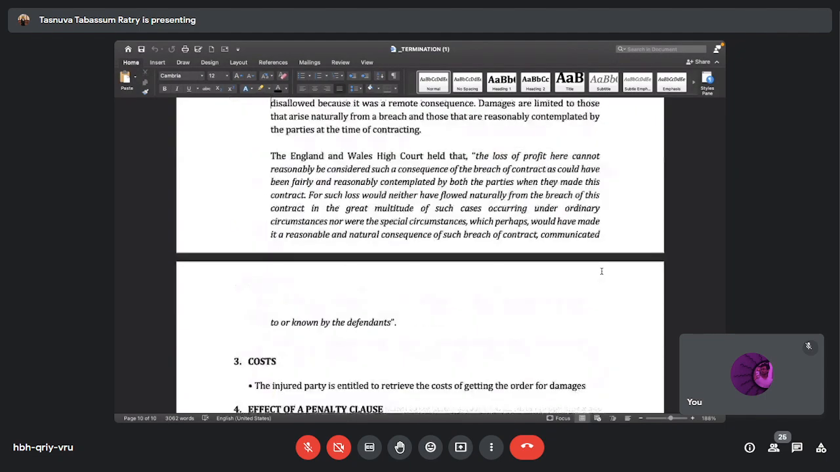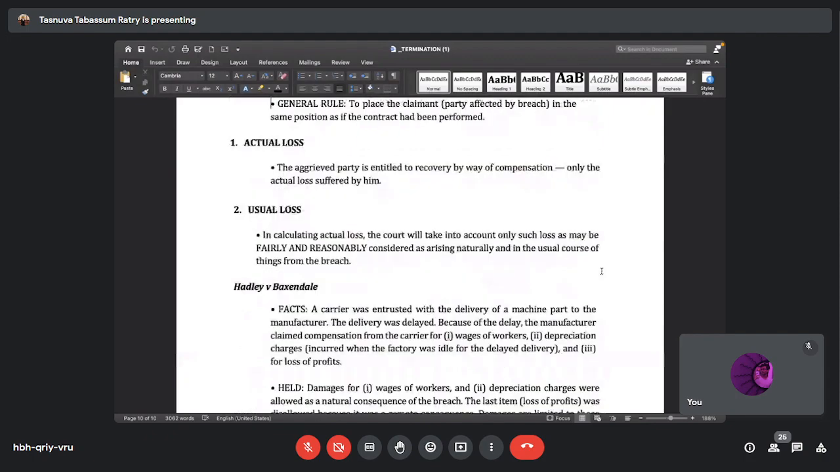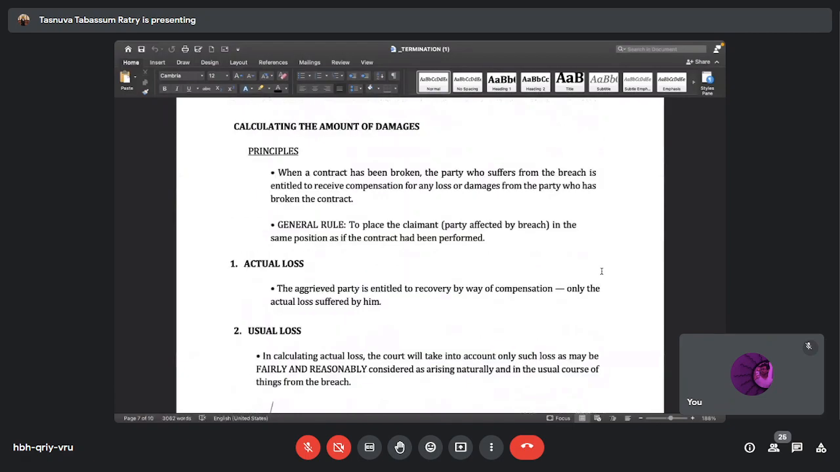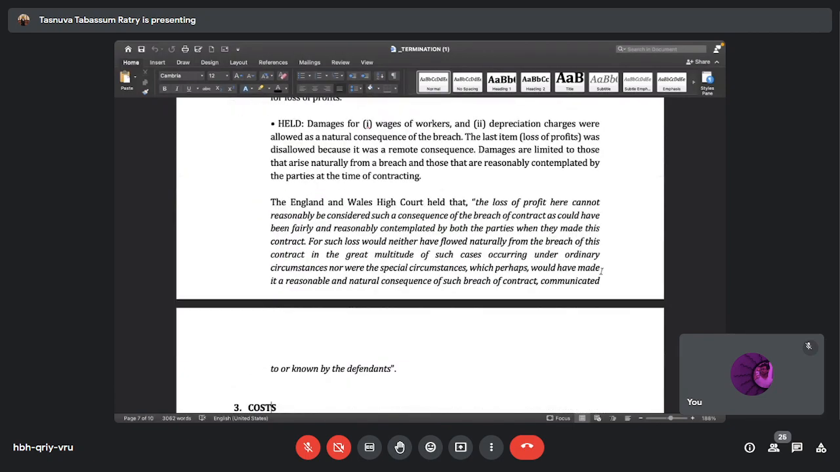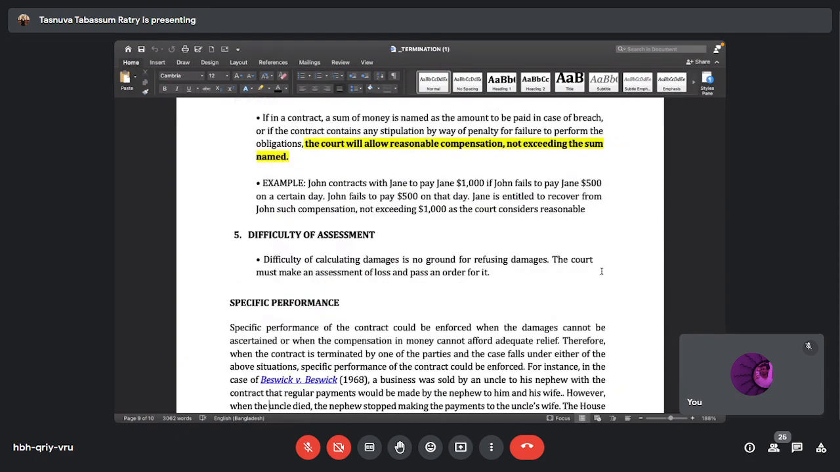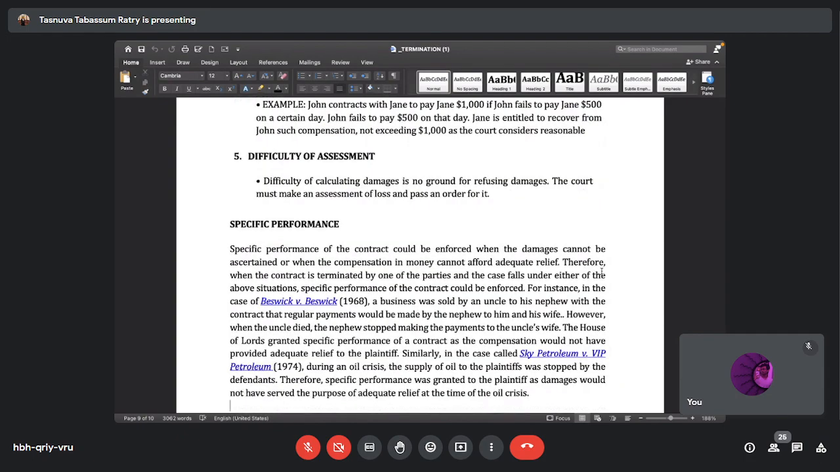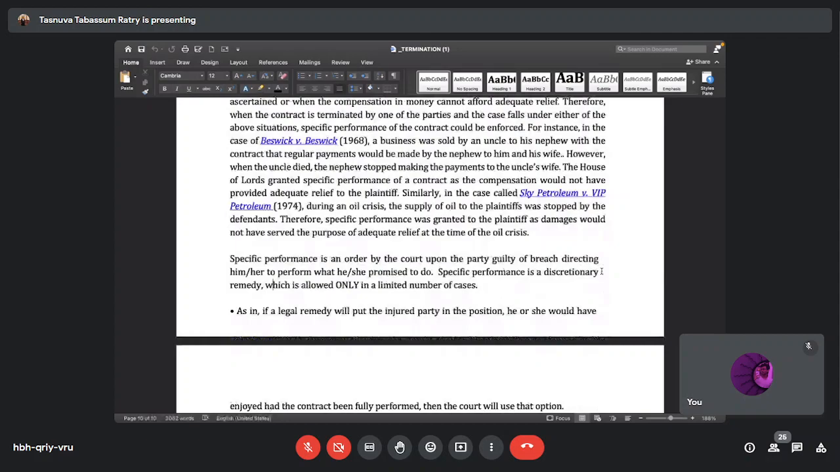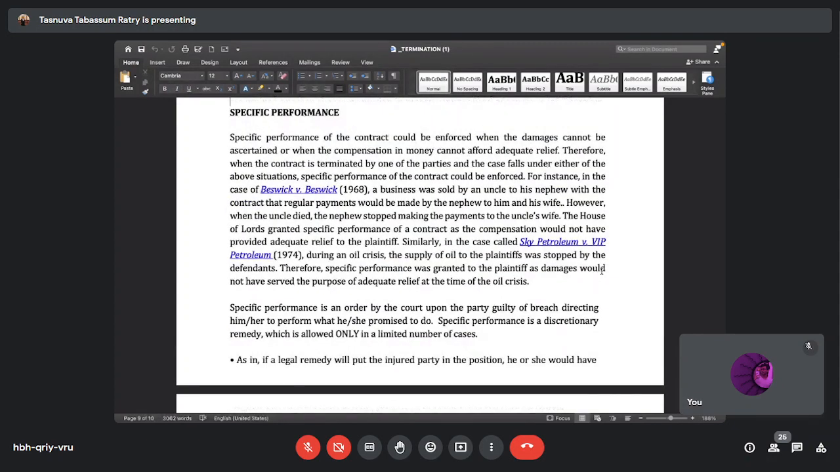When you're calculating damages, a few factors are taken into consideration. We already saw what they are: actual losses, usual losses, costs, effective penalty cost if there is any, or in situations where it's difficult to calculate damages, the court usually makes an assessment of loss and passes an order for damages. Now comes the second remedy, which is called specific performance.